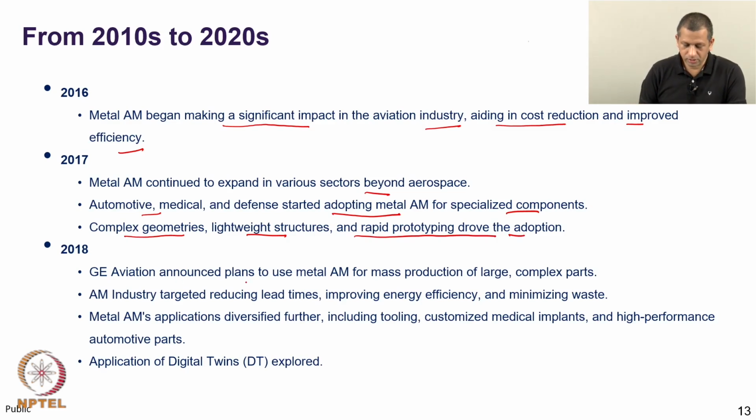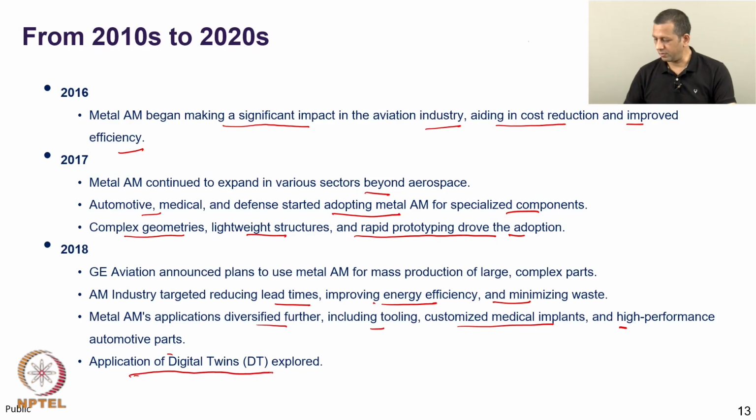GE Aviation announced plans to use AM for mass production of large and complex parts. Now the industry targeted reducing lead times, improved energy efficiency of the manufacturing process, and minimizing waste. AM's applications diversified further, for example, customized medical implants, tooling, and high performance automotive parts. This was the time when application of AI and digital twins was also explored for additive manufacturing.